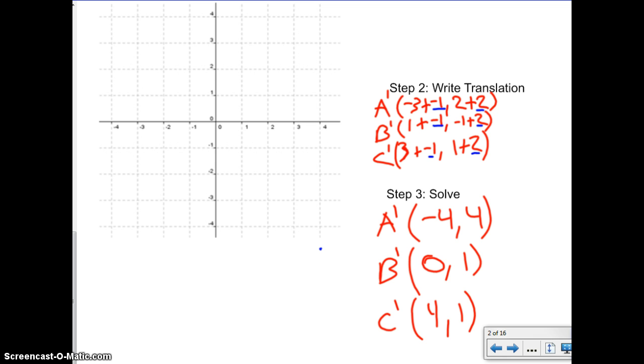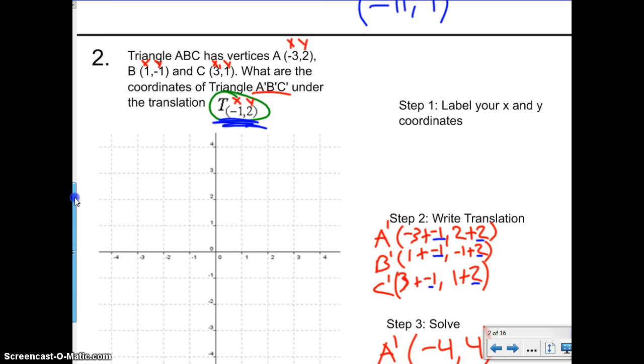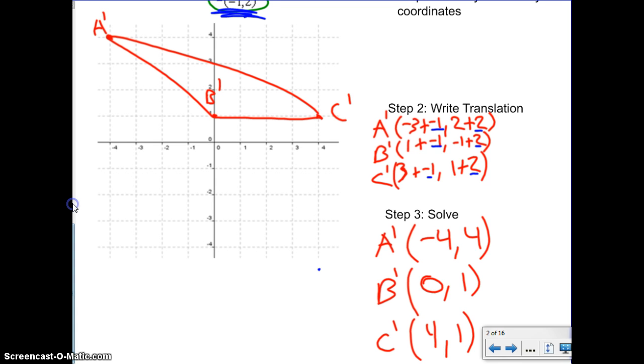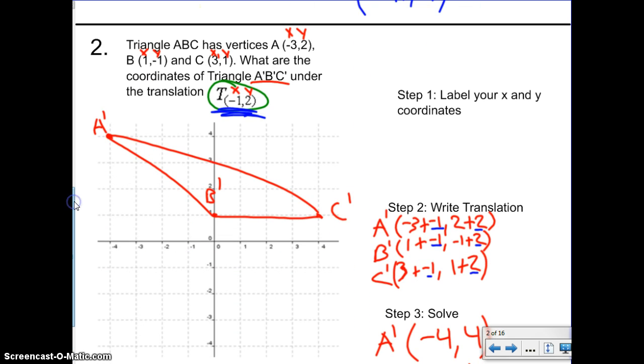Now why did I include the graph? Because if you wanted to, it might ask you to graph all the points. So you'd sit here and graph -4, 4. That's your A prime. And then your B prime is 0, 1. That's right there. And your C prime is 4, 1. Right there, right? So this is your triangle right there. So sometimes they'll ask you to use the graph. If you feel more comfortable graphing, you can do it that way. If you wanted to solve this using the graph, you could actually sit there and move them. But I think it's easier to just write the equation.